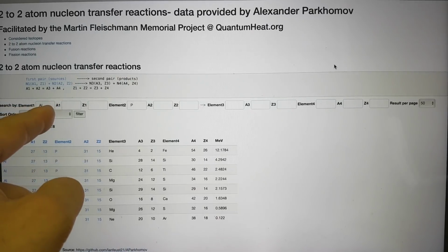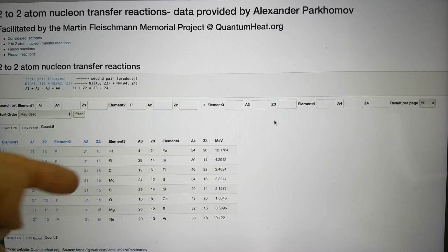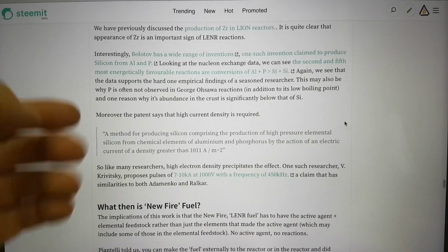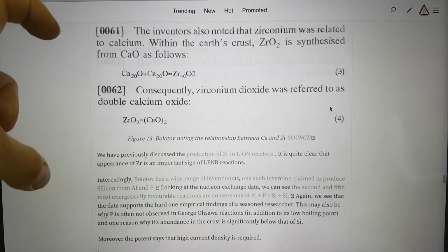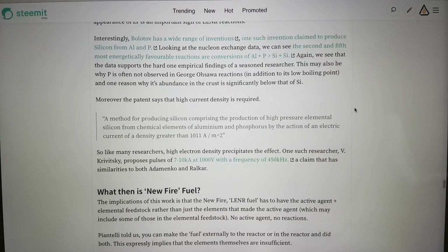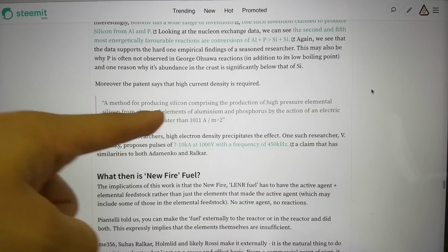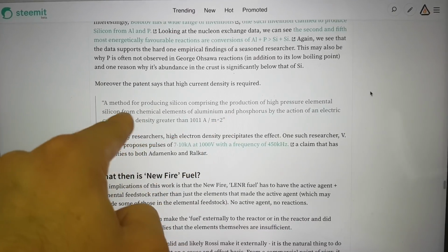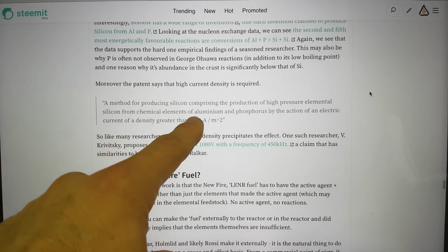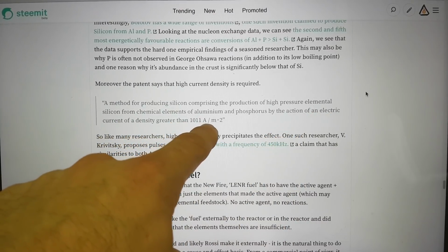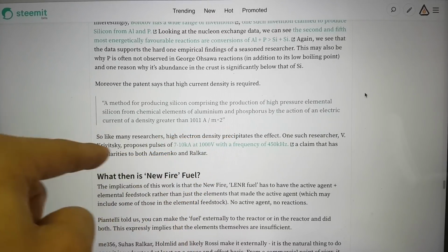What I'm saying here is this is all of the reactions for aluminium and phosphorus, and as I said, the second and fifth produce just silicon and silicon. So we have a claimant that has made two claims that the data in the fusfis.org tables from Alexander Parkhomov support. The patent says, a method for producing silicon comprising the production of high-pressure elemental silicon from chemical elements of aluminium and phosphorus by the action of electric current of density greater than 111 amps per meter squared. So he's even specified it there.